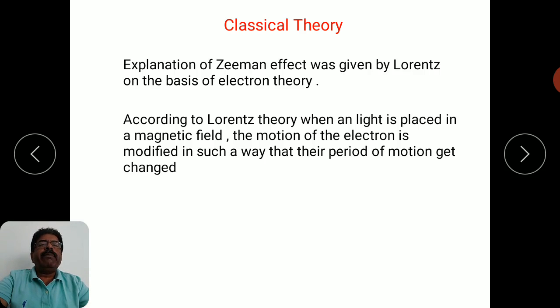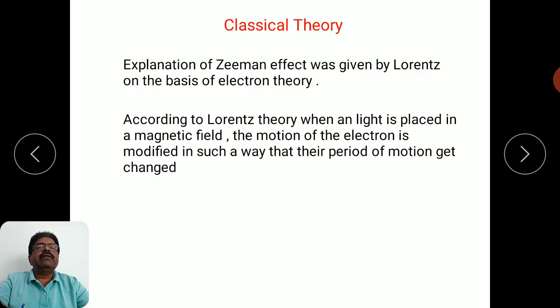So when you apply a strong magnetic field according to Lorentz theory, what happens? The motion of electron is modified. In each of these elements, there are a certain number of electrons, and these electrons are revolving about a nucleus in different orbits according to Bohr's theory. The motion of these electrons is modified in such a way that their period of motion gets changed. So this is very important.